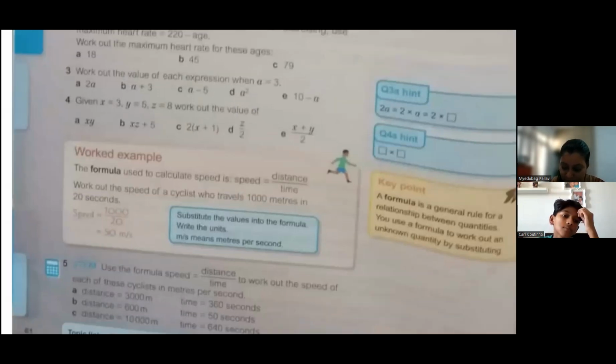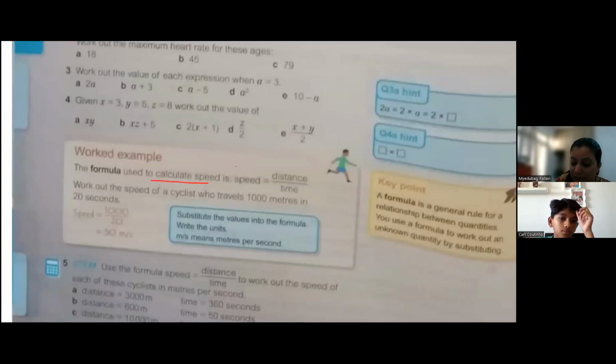Again, let's see this worked example. This is a formula to calculate the speed of any object if it is traveling a distance within a time interval. So if we are asked to find the speed of any object, any vehicle or any athlete, anything, we have to see how much distance it covers in this particular time. For example, let's see this example.